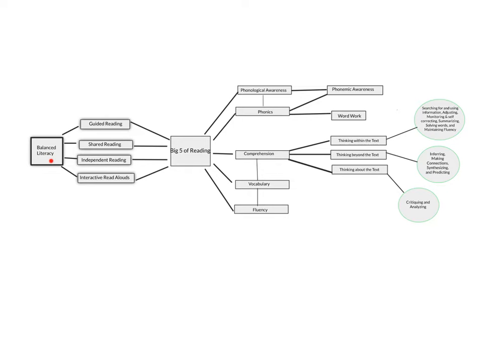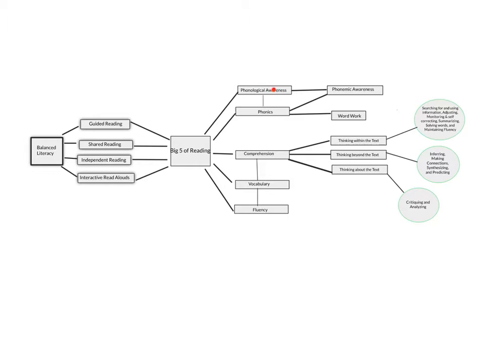I will start off with balanced literacy. Balanced literacy is a tool to teach reading. It includes 4 components: guided reading, shared reading, independent reading, and interactive read-alouds. These 4 components can all be used to teach the Big 5 of reading. The Big 5 includes phonological awareness, phonics, comprehension, vocabulary, and fluency.